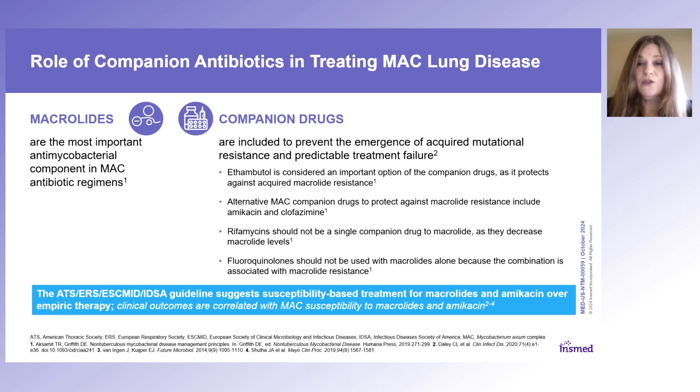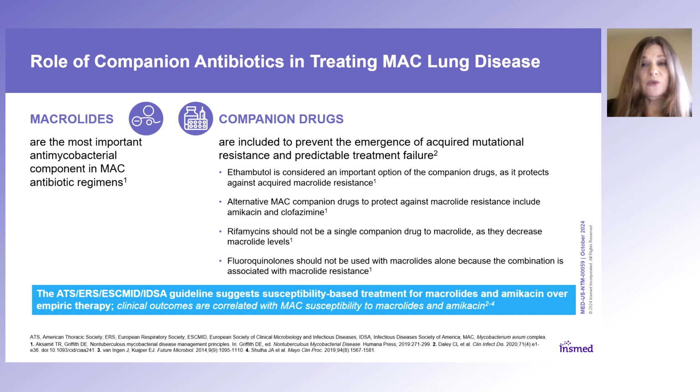Macrolides are the cornerstone of treatment for this disease, but NTM can develop resistance to macrolides, so we use the second 2 agents in the regimen as companion drugs to help prevent resistance from developing. Development of resistance results in fewer treatment options for the patient and may lead to treatment failure. Ethambutol is considered an important companion drug as it protects against acquired macrolide resistance.